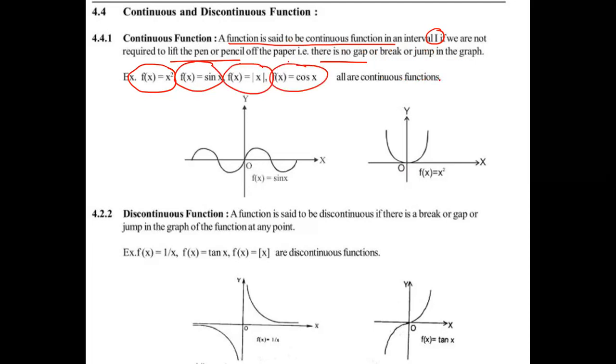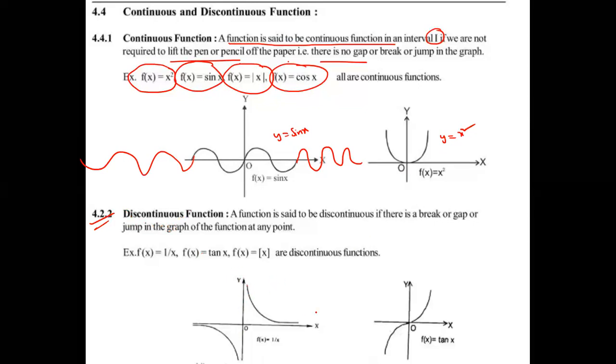All are continuous functions. Sin x means what? Here it is continuous, there is no gap. Continuous is going on like this only. Y is equal to x square or y is equal to sin x, like that. Discontinuous means what? Here a break is there. See, at x is equal to 0, a break is there.